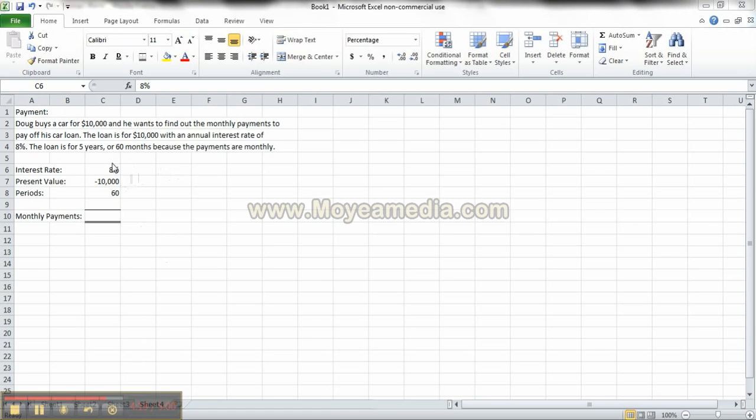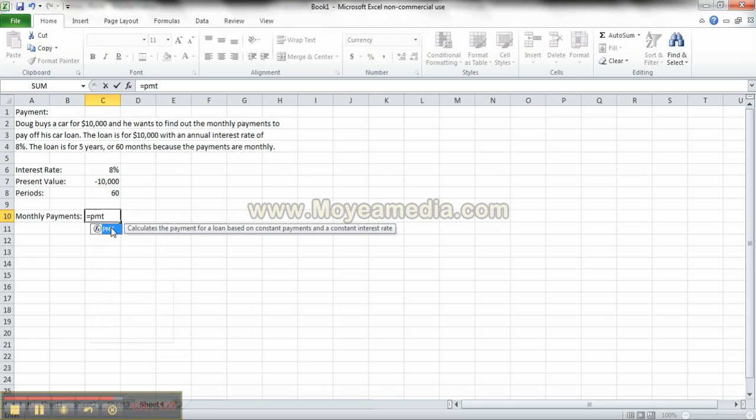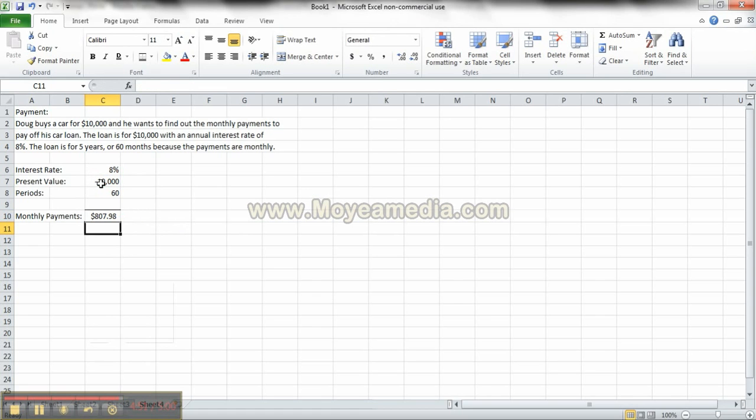So our interest rate here is 8%, and then the present value of the loan is negative 10,000 because we have to pay that off. And then there are 60 periods in the loan. And then to calculate the payments that he has to do, you do equal signs, payment, and double click. And then you just click on the box with the interest rate, comma, and then the number of periods, which is 60, comma, and then the amount of the loan right there is 10,000. Close up your parentheses, hit enter, and then that is the monthly payments that he has to pay.